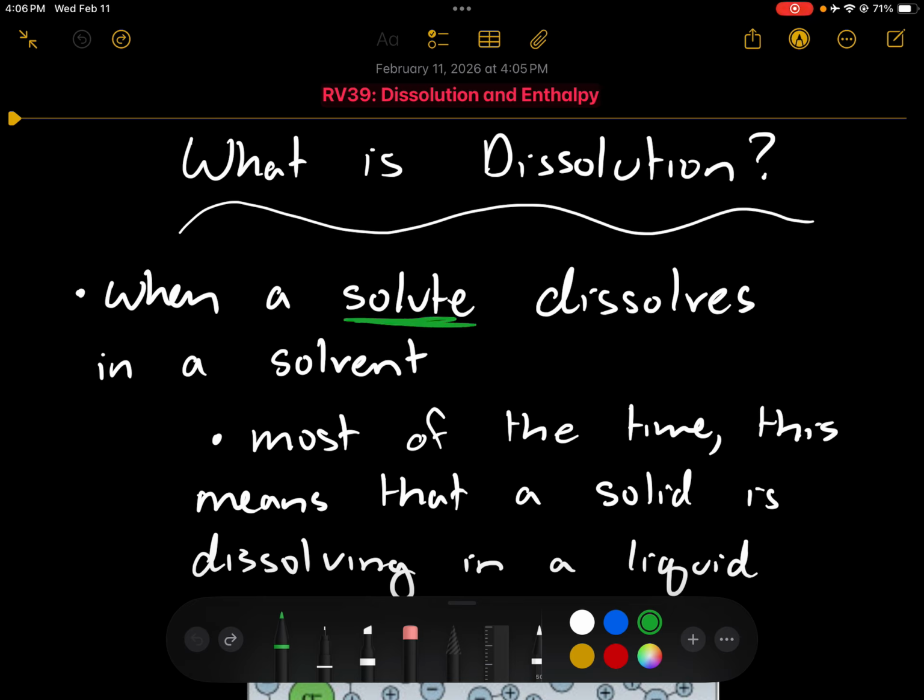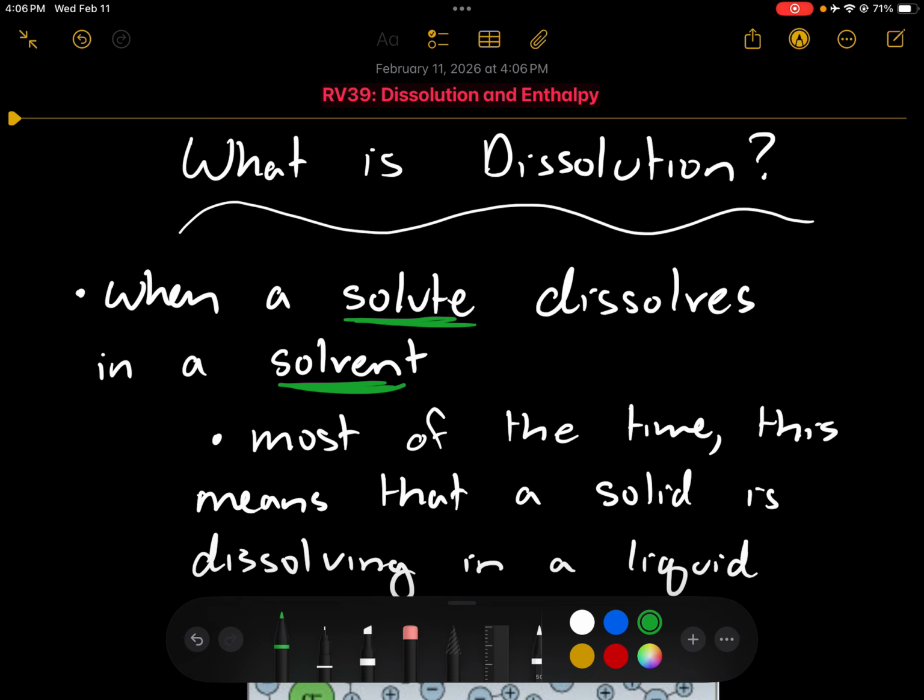So solute, just to remind you, means the thing that is being dissolved, or the thing that is in a lesser concentration, versus a solvent, which is the thing that is causing that dissolution or doing the dissolving, or the thing that is in greater concentration.